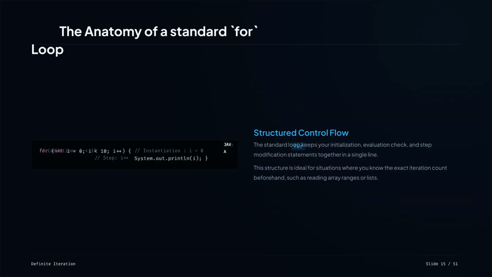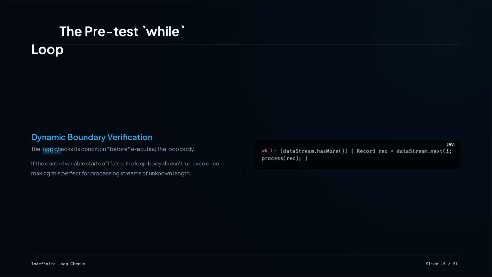The standard for loop offers a structured approach to control flow by keeping initialization, condition checking, and step modification in one line. It is ideal for scenarios where the exact iteration count is known, such as when traversing arrays. Next is the pretest while loop. This structure verifies its condition before executing the loop body. If the control variable is initially false, the loop body will not execute, which is useful for processing data streams of unknown length.